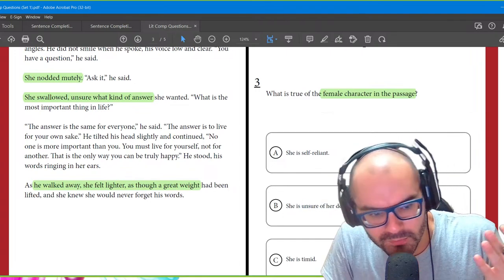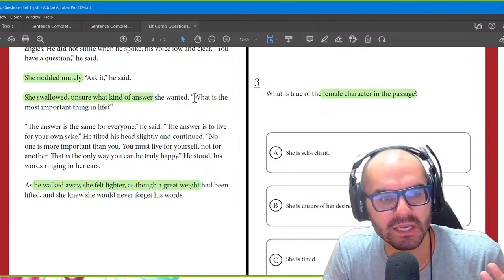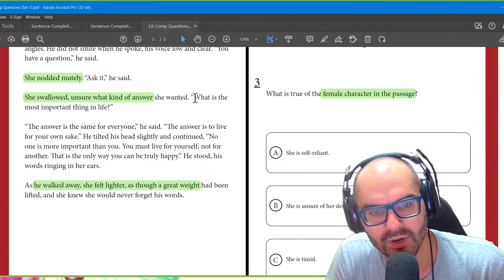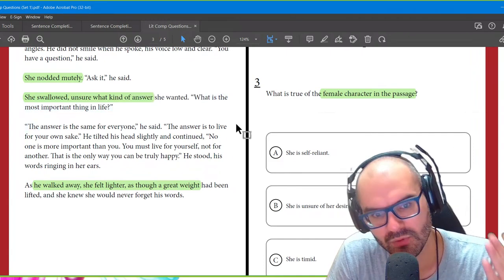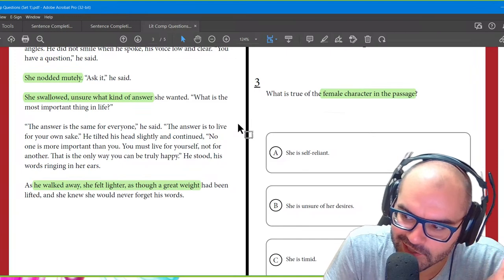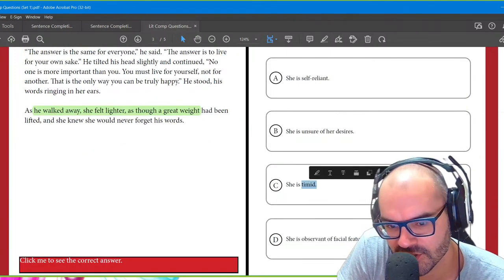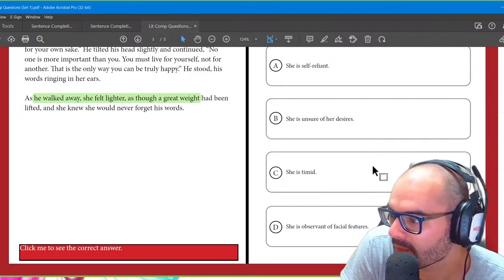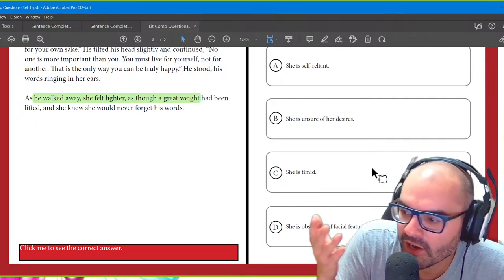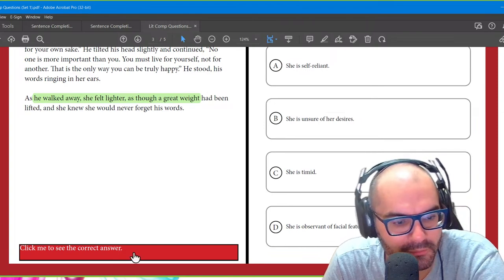Unsure of her desires could maybe be, but at the same time, she seems to have a question that she knows she wants to ask this person. That desire is clear. She's just struggling to do it. So that implies more that she's timid than anything else. So that would be my answer too. So, yeah, I think that's a good choice.